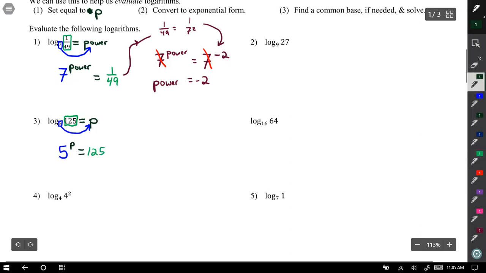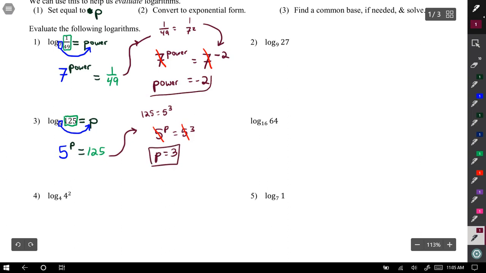An equal sign. Well, again, I want to find a common base. The common base between 5 and 125 is 5. 125 is 5 cubed. And so I can cross out the 5s. I get P equals 3. My power is 3, and it should make sense. Think about it. Ask the question: what power of 5 gives you 125? Well, 5 cubed is 125. So that logarithm has to equal 3.